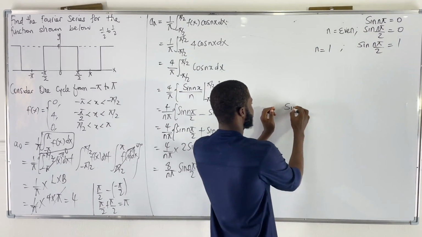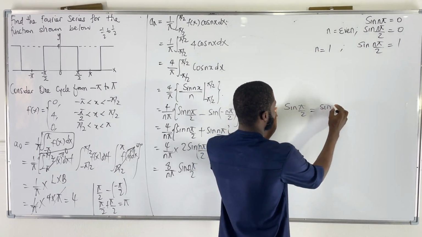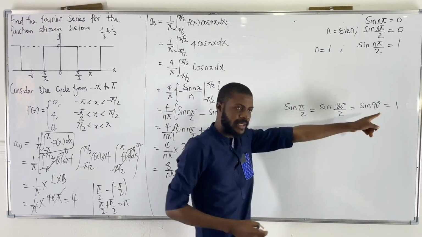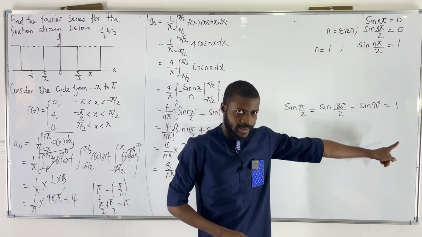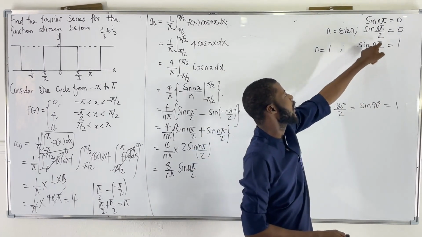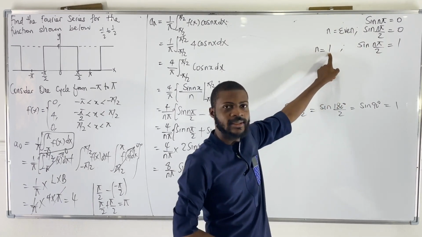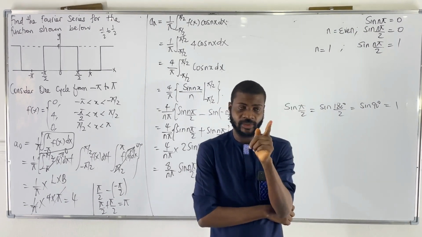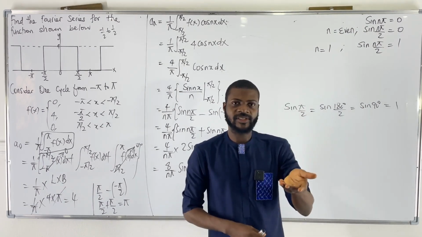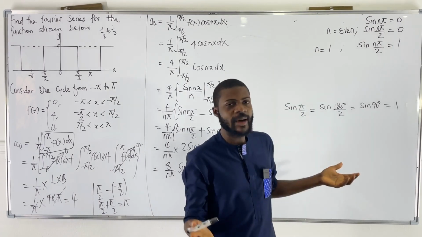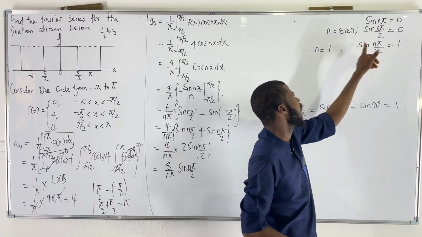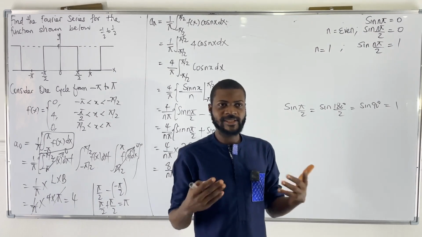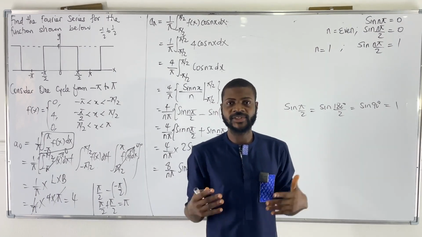Please take note that sine pi over 2 is actually sine 180 degrees over 2. So that's sine 90, and sine 90 is 1. So that's why I said sine n pi over 2 will be 1 if n is equal to 1. Now, the good thing is, since I already know this, instead of me stressing myself to find what other value of n would make sine n pi over 2 equal to 1, I know that. This is why it's interesting for you to remember so many things in trigonometry.